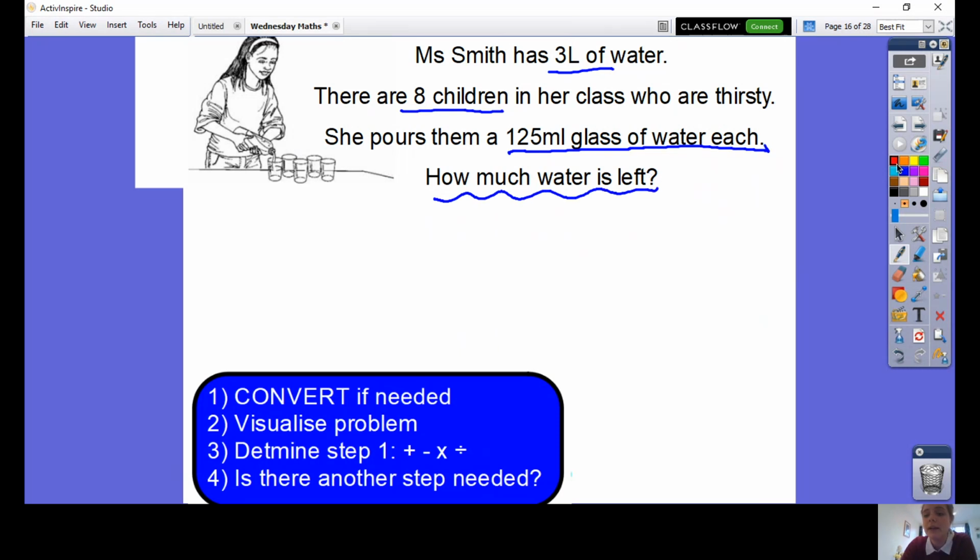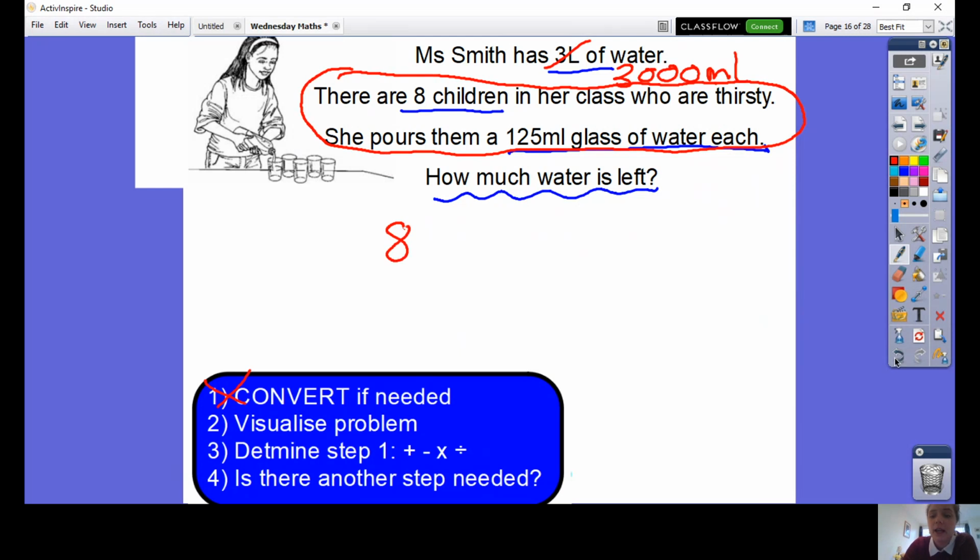Right, before I do anything else, I need to convert. 3 litres is 3,000 millilitres. Okay, now I need to visualise the problem. She's got a large bottle of water and she's pouring out glasses, each with 125 millilitres. That tells me that my first step is going to be to work out how much water she pours out in total using these two facts here. 8 children would like some water and each glass is 125 millilitres. So I'll start by working out how much water that is in total.